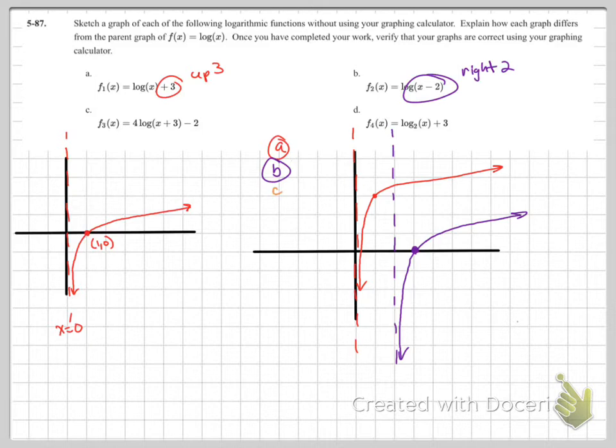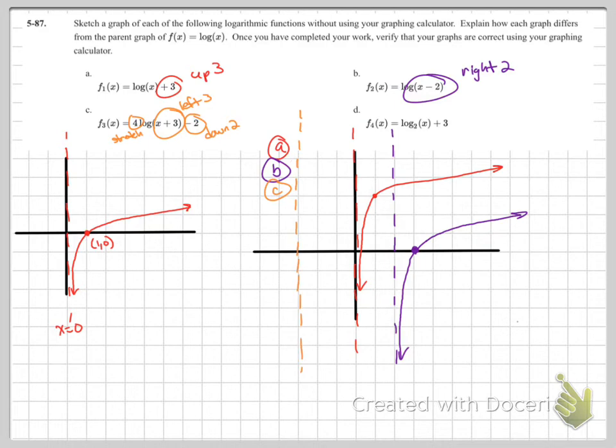Let's make C be orange. Oh goodness, C's got a lot going on. Plus 3, left 3. Minus 2, down 2. The 4 in front is going to stretch it, but we're barely going to be able to see that it's stretched. So left 3 and down 2. Left 3, my asymptote will move.